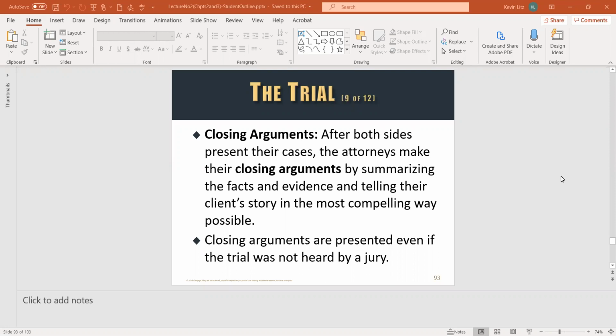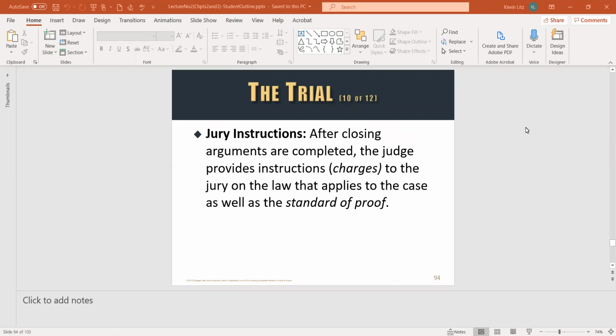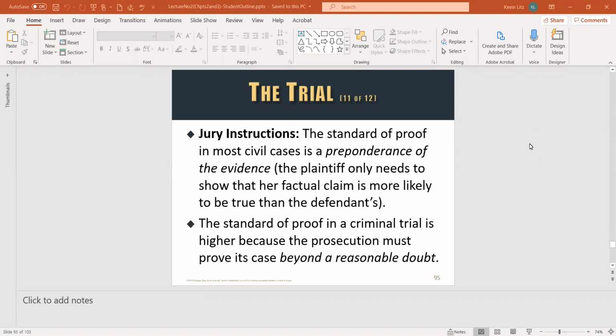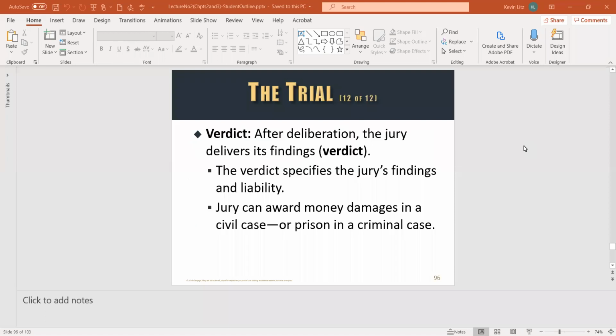After all the evidence is in, of course, the two lawyers do their closing arguments, whether just to the judge or to a jury. We talked about the jury instructions that the judge is going to give to the jury. He'll read through them and then give them a hard copy. Then the jury comes back with a verdict, or the judge does with a judgment.